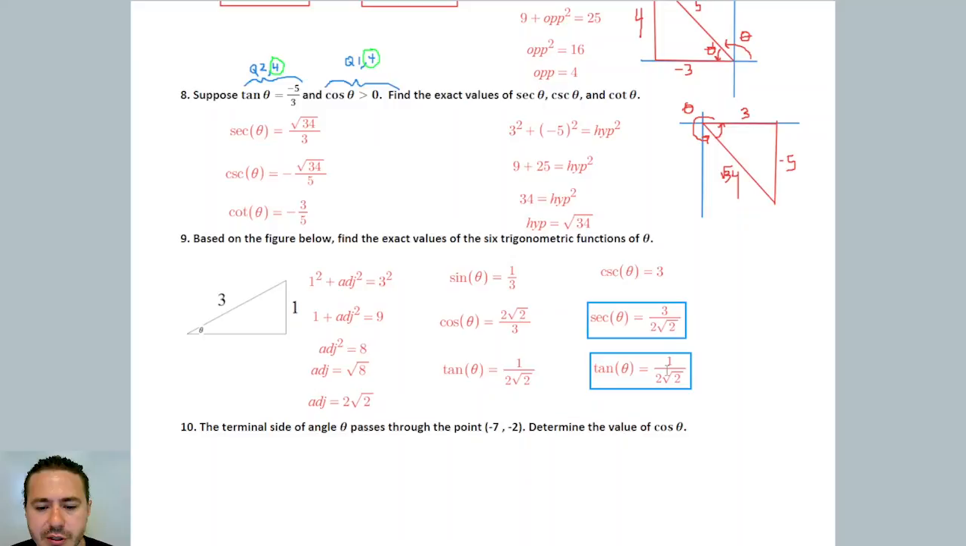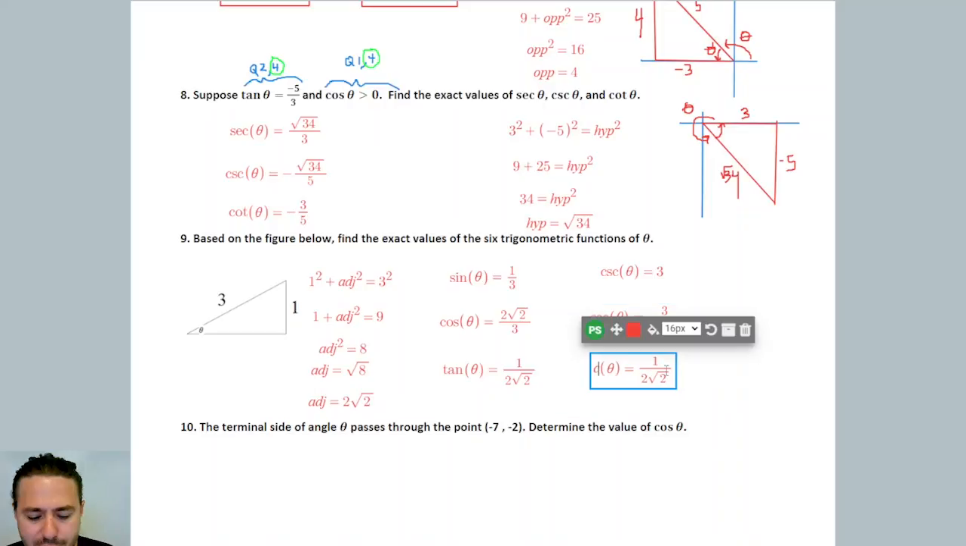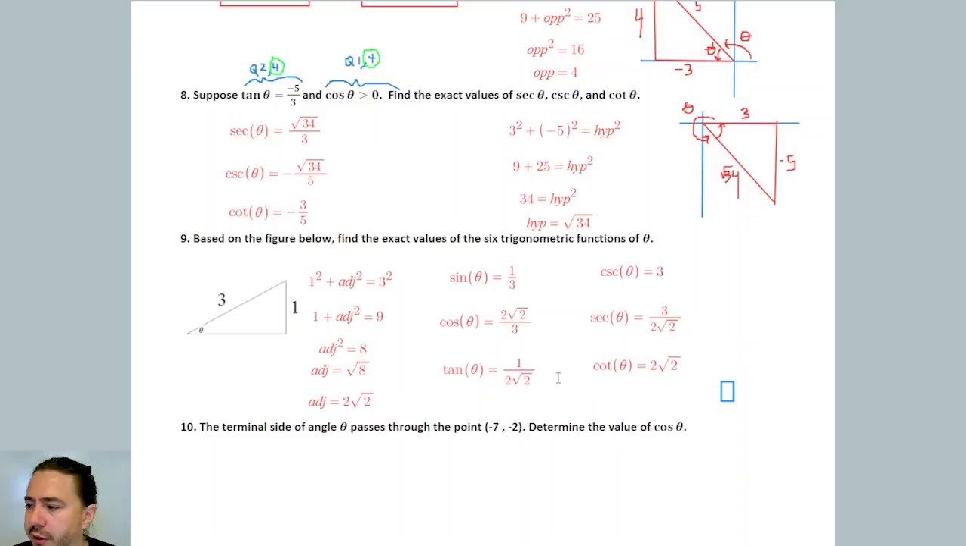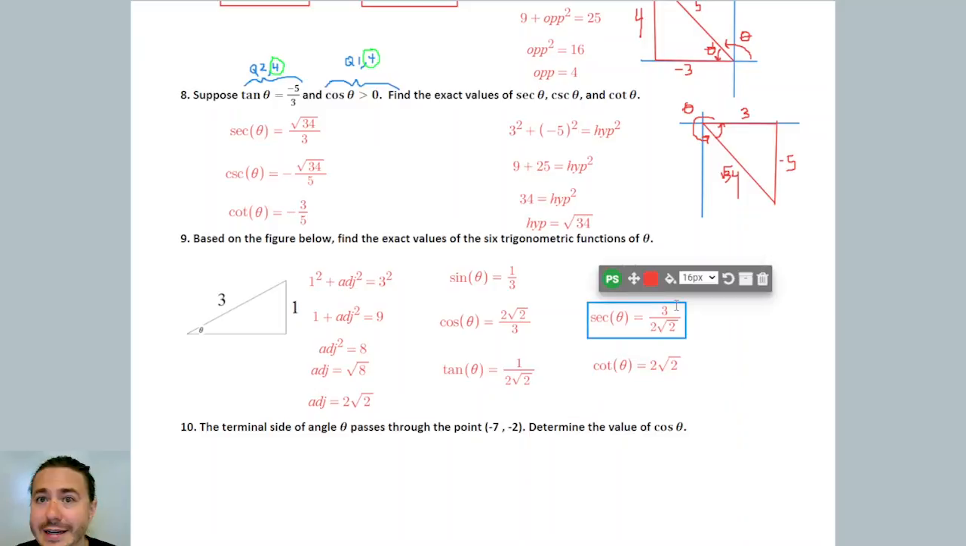And then the reciprocal of tangent is cotangent, not cat, cot, cotangent. And so that would be 2 root 2 over 1. So that's just 2 root 2. So it looks like there's just 2 here that can be rationalized, I should say.